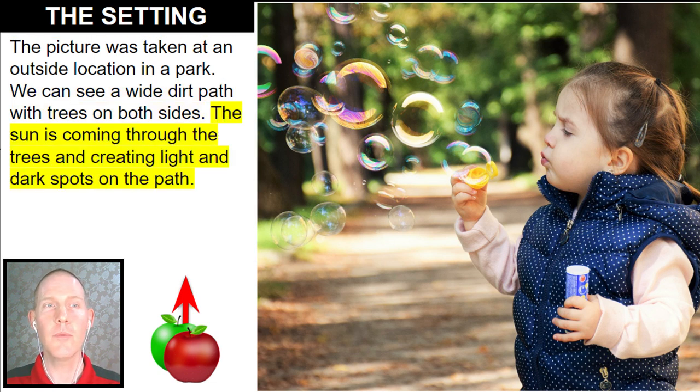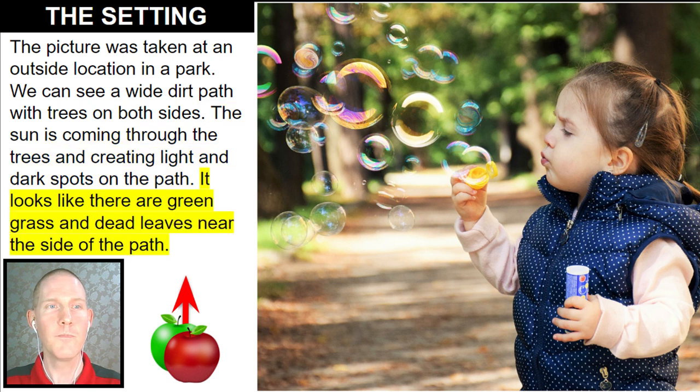The sun is coming through the trees and creating light and dark spots on the path. So if we look behind her at the path, there are some darker areas and there are some lighter areas. Yes, Leah Huda says the girl is interested in blowing the bubbles. Yes, and we will talk about what the girl's doing when we get to the action. Right now we're doing the setting. Wonderful. So there are shadows from the trees, so there are some light sections and dark sections on the path.